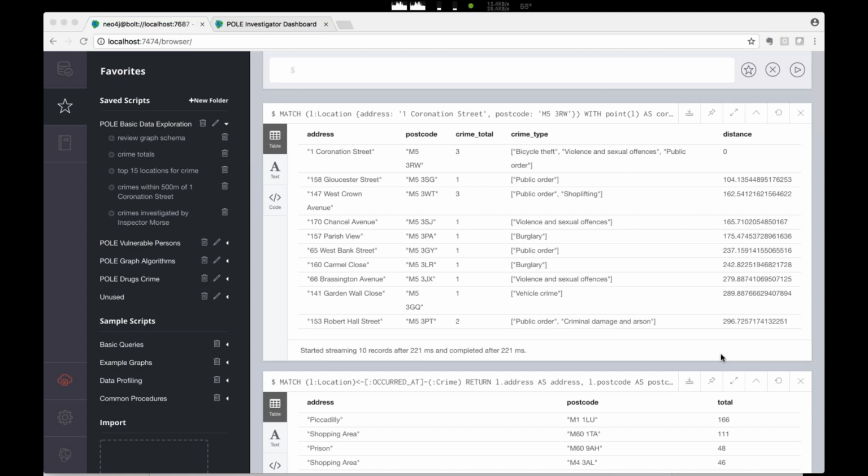We'll take a look a little bit later at some other uses for geospatial. It's quite, I think, an interesting way of working with the data here.